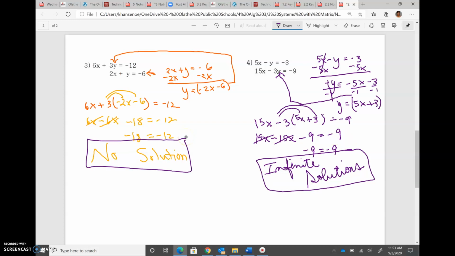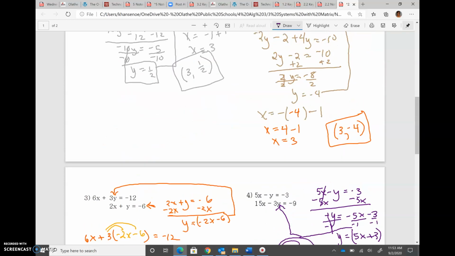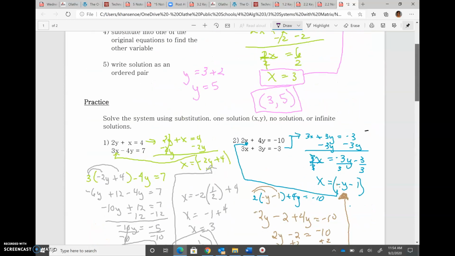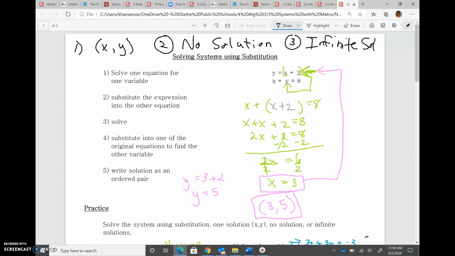Okay, so remember, we're still doing systems of equations. So we're not graphing, right? We did graphing already. Now we're doing substitution. So substitution still has 3 answers. You can have a point, an xy, you can have no solution, or you can have infinite.